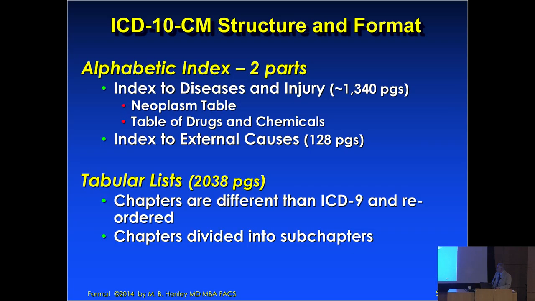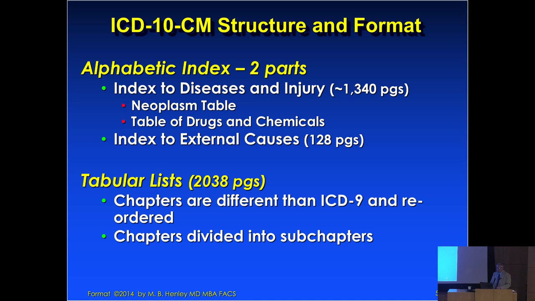So it's in 2 parts. The index to diseases is about 1,340 pages. Then there's a table of drugs and chemicals. And then there's an index to external causes, which I'll review. Second part is the tabular list with chapters, which are different than ICD-9 and reordered and subdivided into sub-chapters and categories, which I'll show you in a moment.